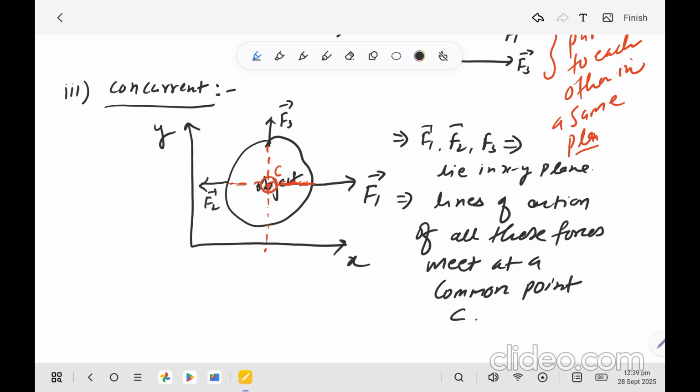Okay, so this group of forces is a concurrent coplanar system of forces. If the motion of the object in a given plane is under the action of different kinds of forces, and if the lines of action of the forces meet at a certain, common point, then this type of group of forces we call a concurrent coplanar system of forces.